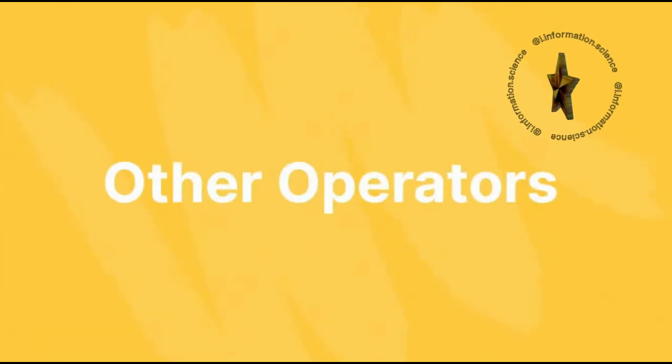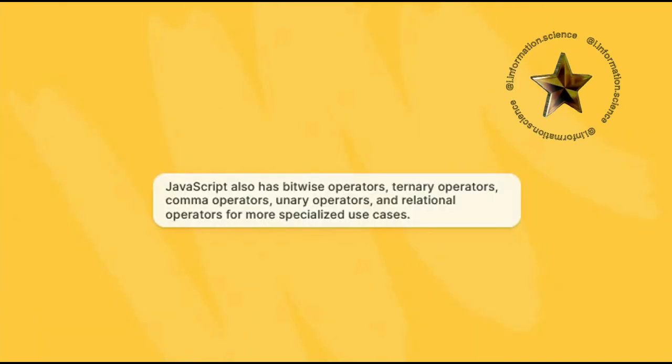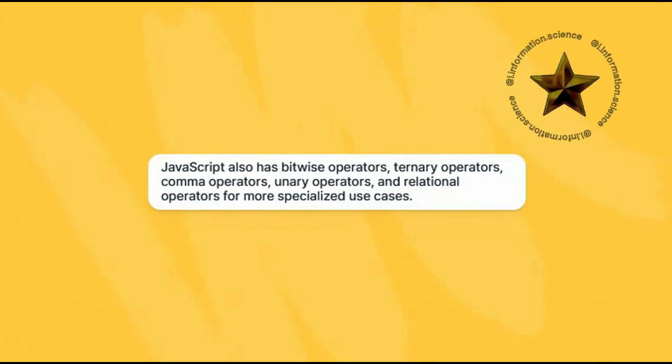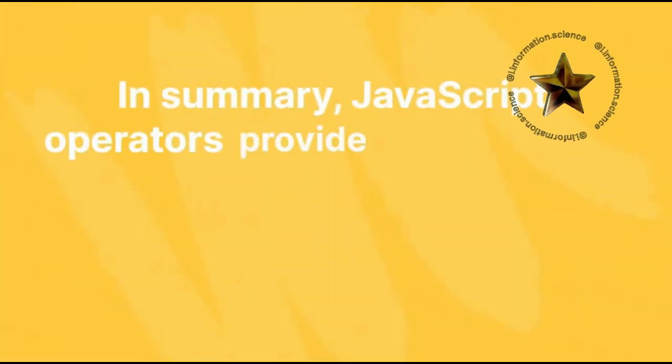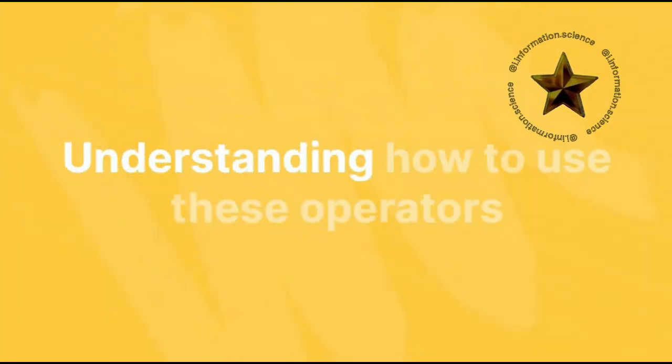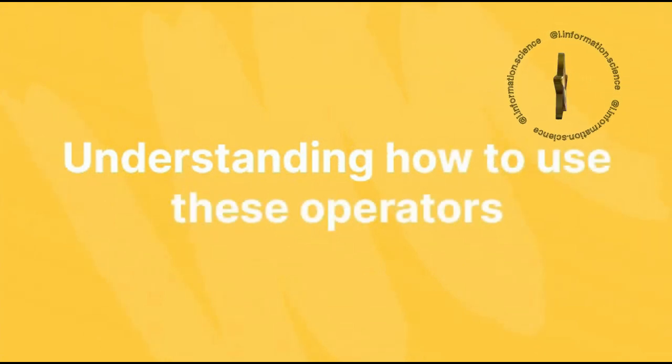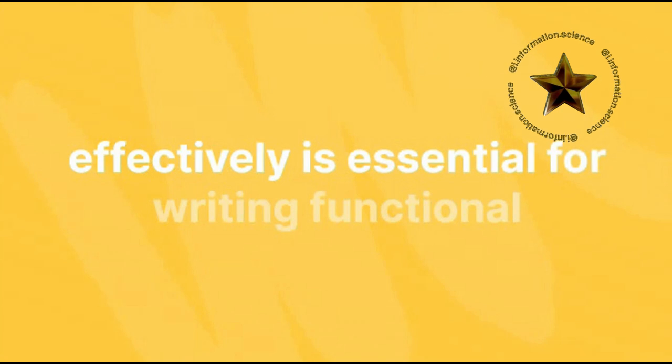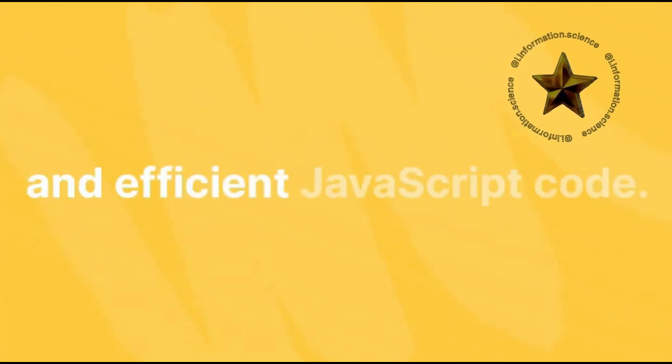Other operators. JavaScript also has bitwise operators, ternary operators, comma operators, unary operators, and relational operators for more specialized use cases. In summary, JavaScript operators provide the means to manipulate data, make comparisons, and control program flow. Understanding how to use these operators effectively is essential for writing functional and efficient JavaScript code.